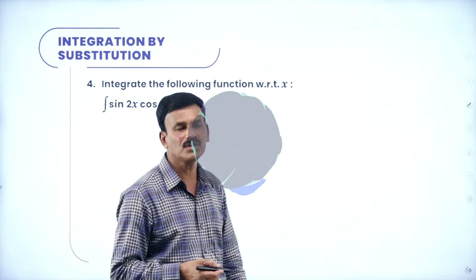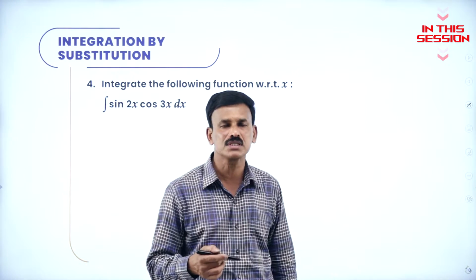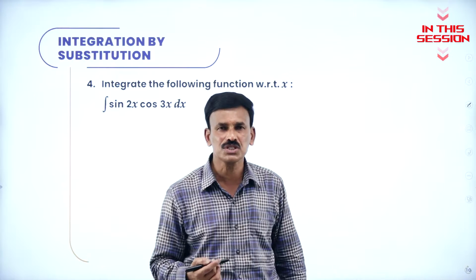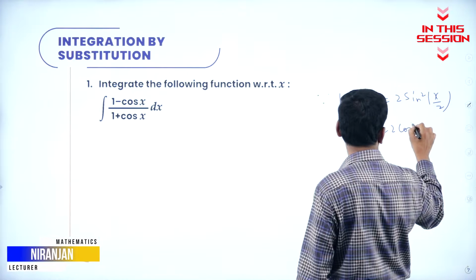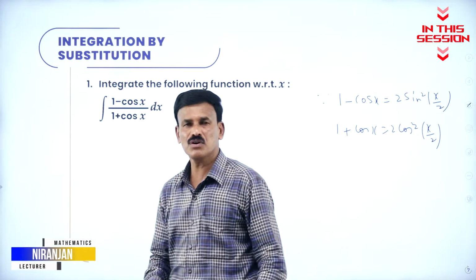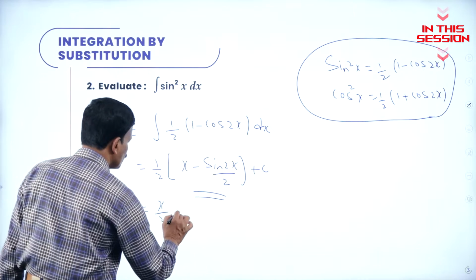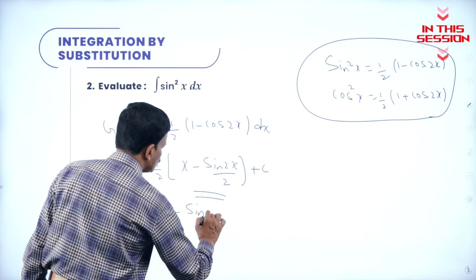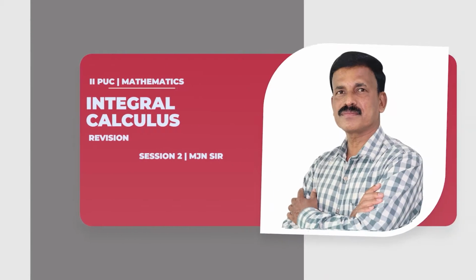So for this we are going to use sin A cos B, cos A sin B, sin A sin B, cos A cos B. Using this we are going to evaluate this. 1 plus cos x is also equal to 2 cos square x by 2. So these are the two formulas. Using half angle formulas we can evaluate this. If you want you can just multiply by 1 by 2. x by 2 minus sin 2x divided by 2 into 2 is 4 plus c.